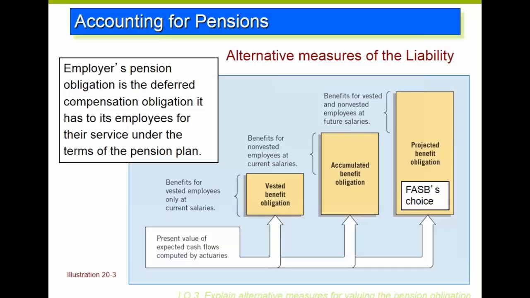The projected benefit obligation is the same as the accumulated benefit obligation with one exception. What we're using here is the salary at retirement. So the projected benefit obligation is the years of service worked times the factor, and for our purposes, let's call that factor 2%, times the expected salary at retirement.